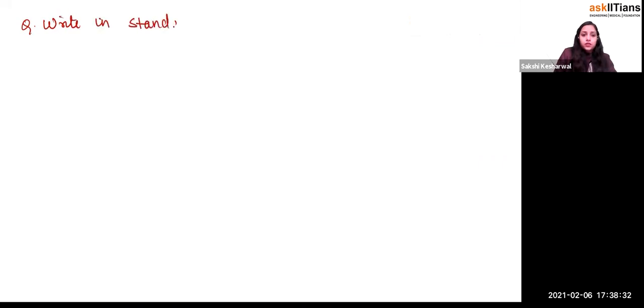So what are the questions? Standard form. If I write the question like this, the first question is 12 by 8. Is this in standard form? Write it in the standard form. So this equals, 4 is a common factor between them, so it is 3 by 2.